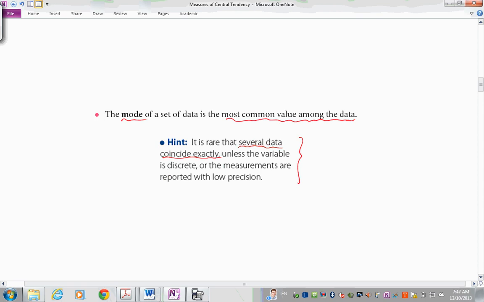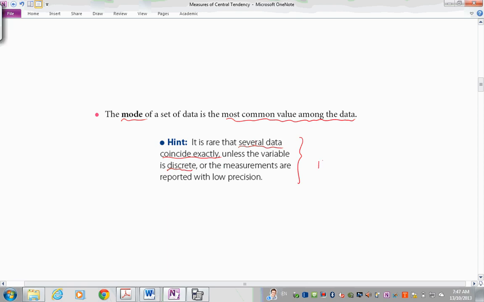If the variable is discrete, like the number of times you actually get a 6 in rolling a die, then that could be just that value. But if it's height or something like that, it's unlikely that the measurement's going to be exactly the same.